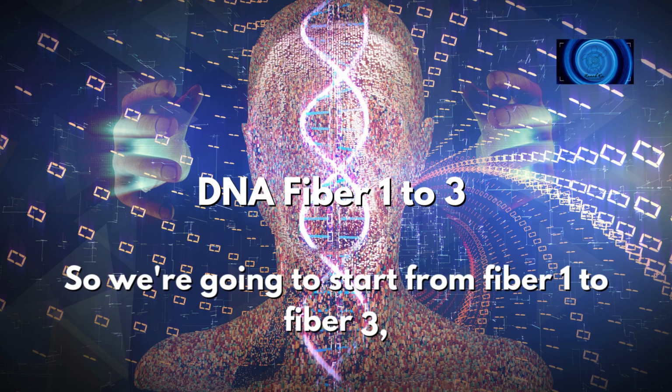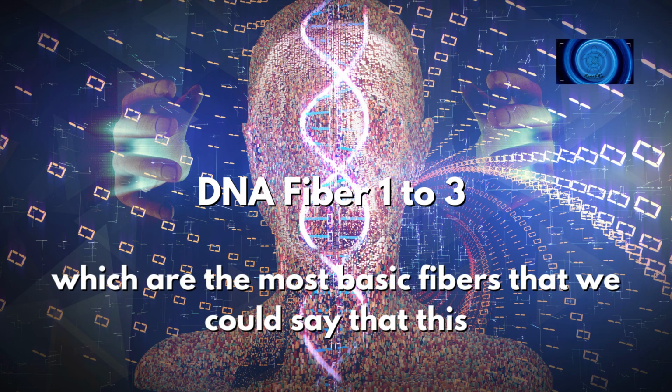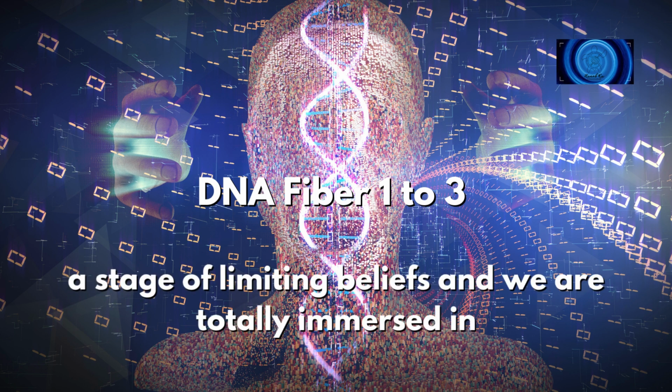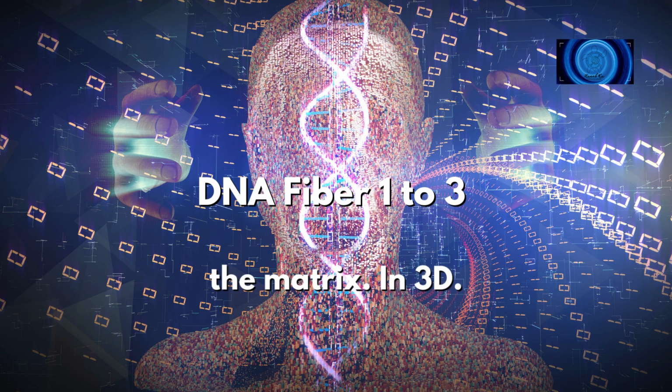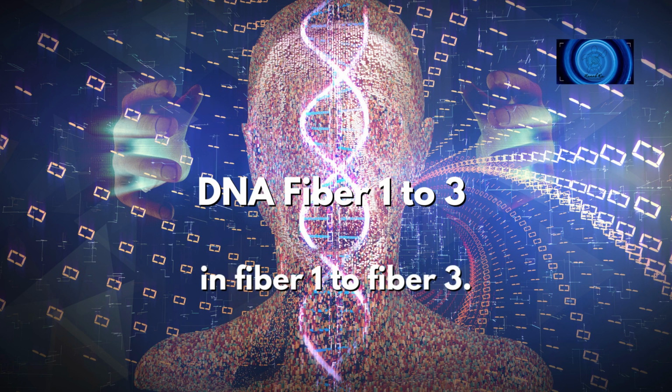So we're going to start from fiber 1 to fiber 3, which are the most basic fibers, that we could say is the physical DNA. In which we live a stage of survival, a stage of limiting beliefs, and we are totally immersed in the matrix, in 3D. This would be if you find yourself in fiber 1 to fiber 3.